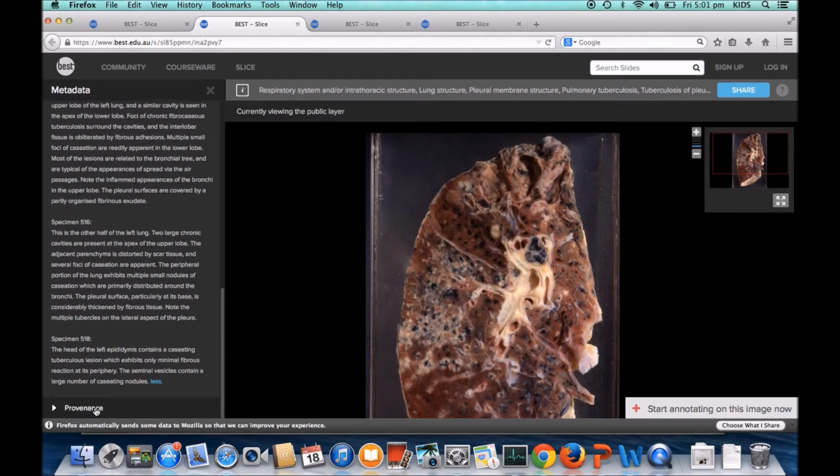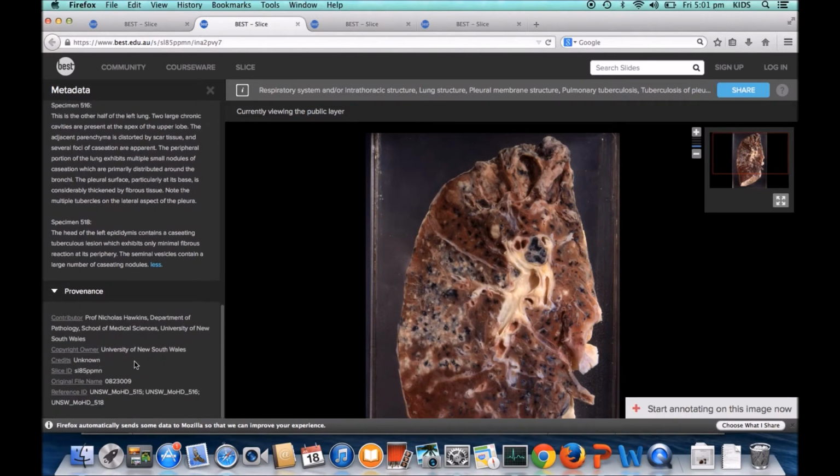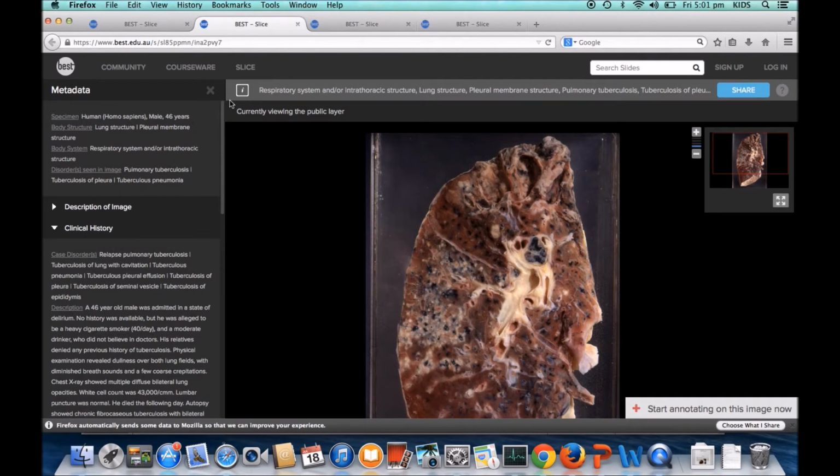And finally, our provenance section, which has information about the contributor and copyright owner, which is helpful when acknowledging the sources of images. To standardize the types of data we collect for SLICE, we use a standard terminology called SNOMED-CT, which stands for Systematized Nomenclature of Medicine, Clinical Terms. SNOMED has codes for species, body structures, disorders, procedures, and histology stains, among many other things, and we use SNOMED to ensure that the data is consistently presented and it makes our images easy to find.